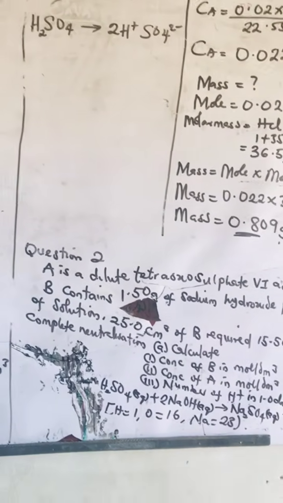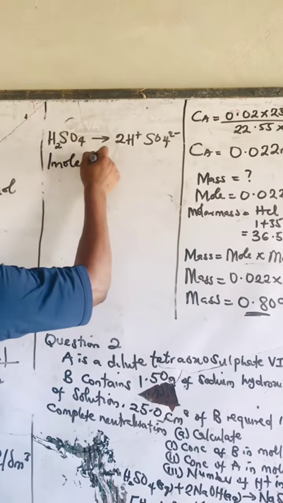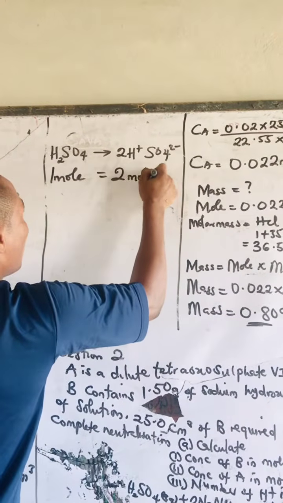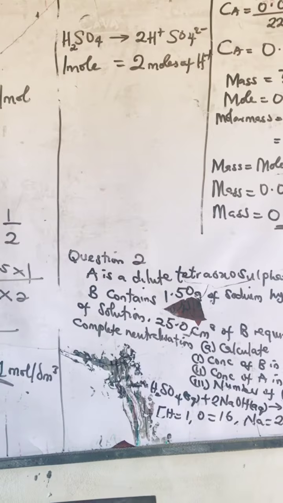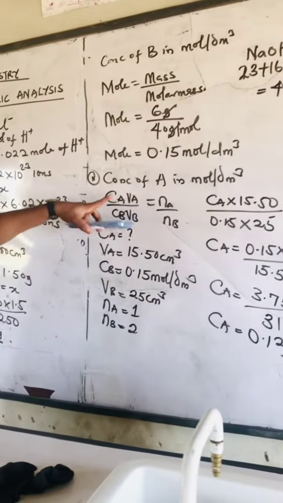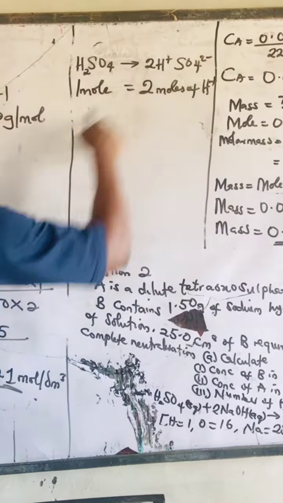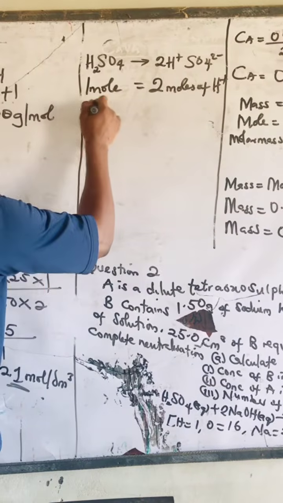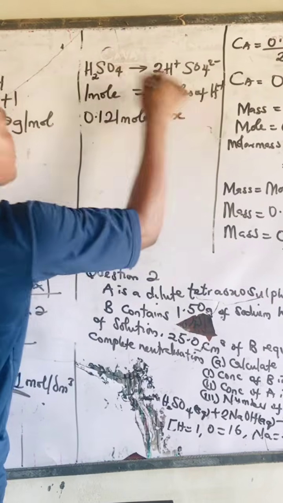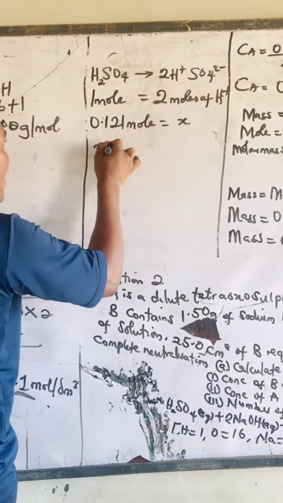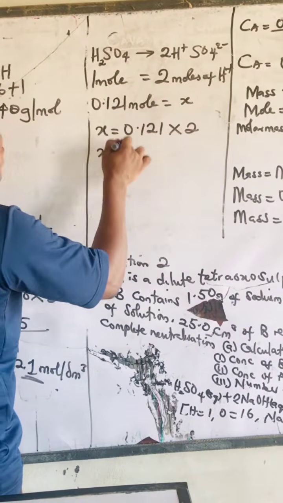So what is the mole of H2SO4? Don't forget 1 mole of this is giving 2 moles of hydrogen ion. Very interesting. So what is the mole of H2SO4 that we have? H2SO4 is the acid, and the concentration is what we have got. So if 1 mole is equal to 2 moles of this, then I have 0.121 mole to be X moles of this. Okay? So from here we have X equals 0.121 times 2.